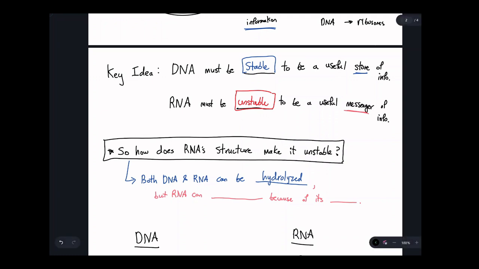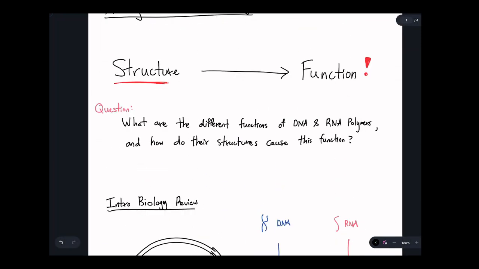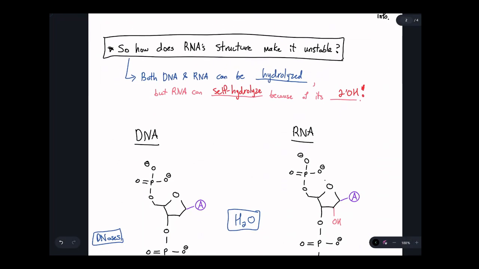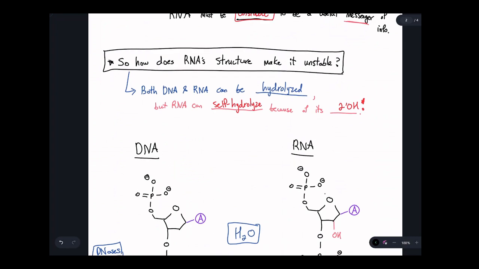But RNA can self-hydrolyze. And this is really important because it has a 2' OH. And remember the key idea, right? Structure dictates function. The reason why RNA is going to have that extra 2' OH, right? So if we look back here, here's RNA. It has that 2' OH on carbon 1, 2, where DNA does not. Up until now, that's how we've recognized RNA and DNA, but why is it there? The answer is that this OH makes this molecule much more unstable. RNA is unstable, DNA is stable.